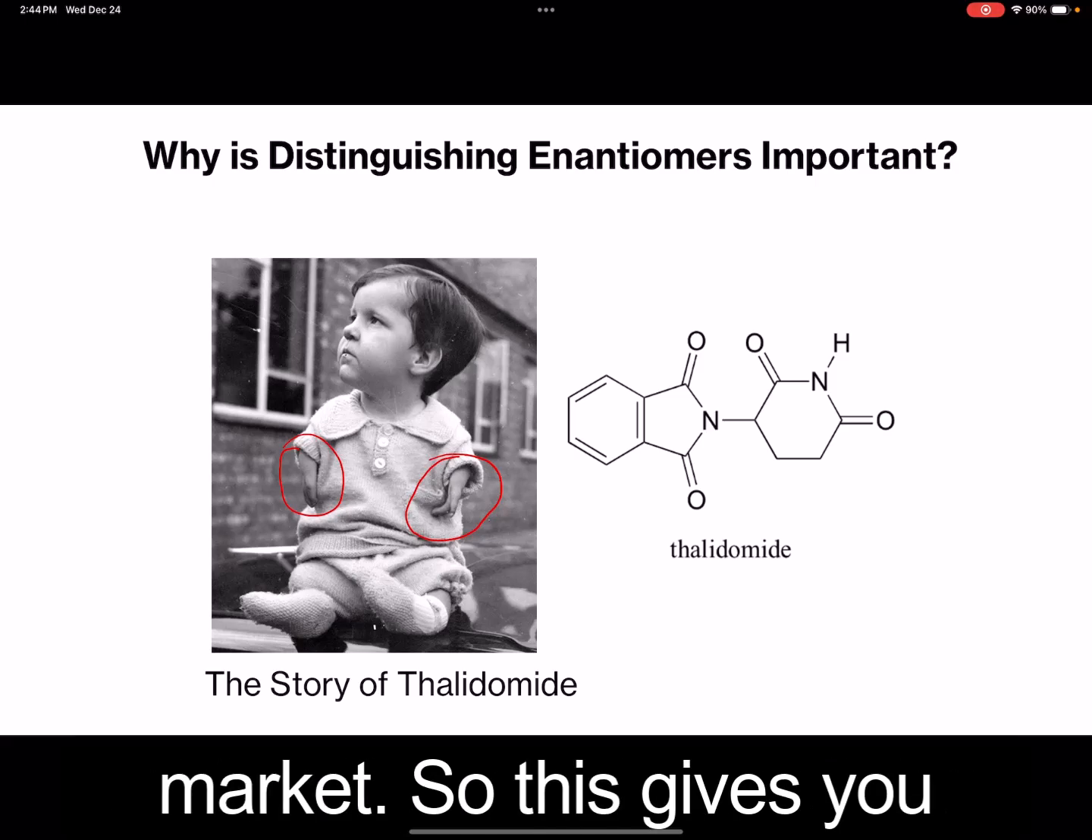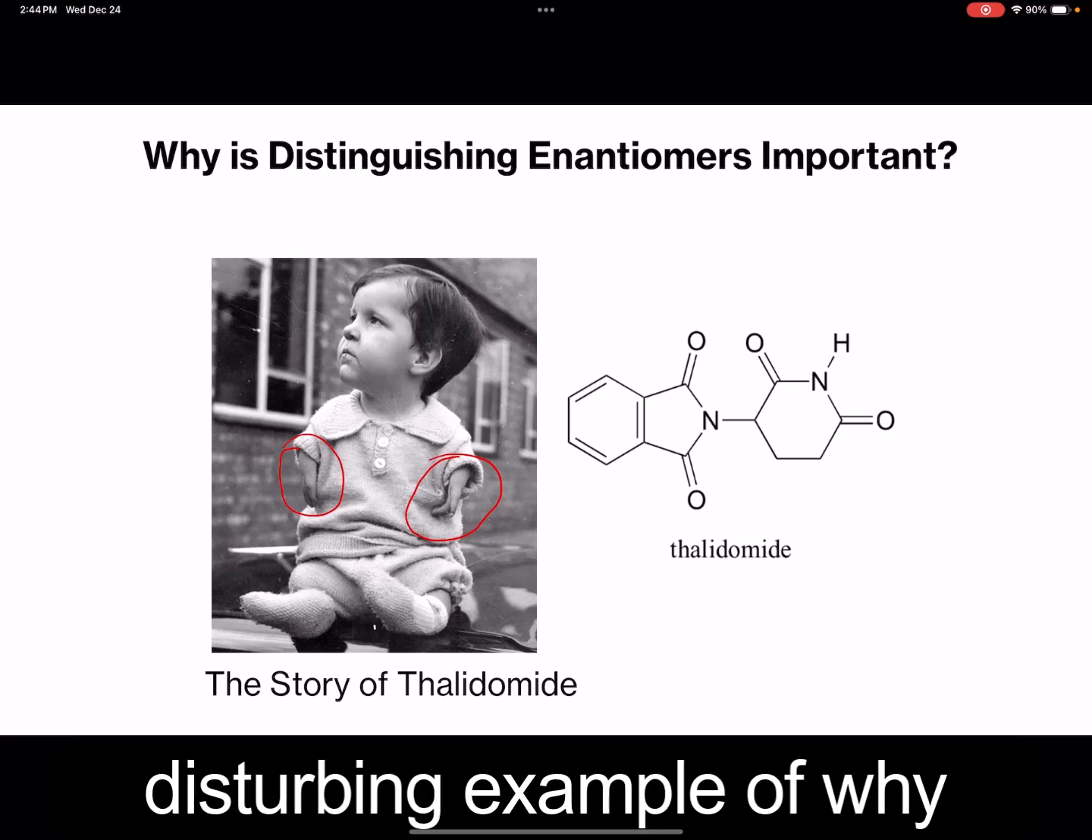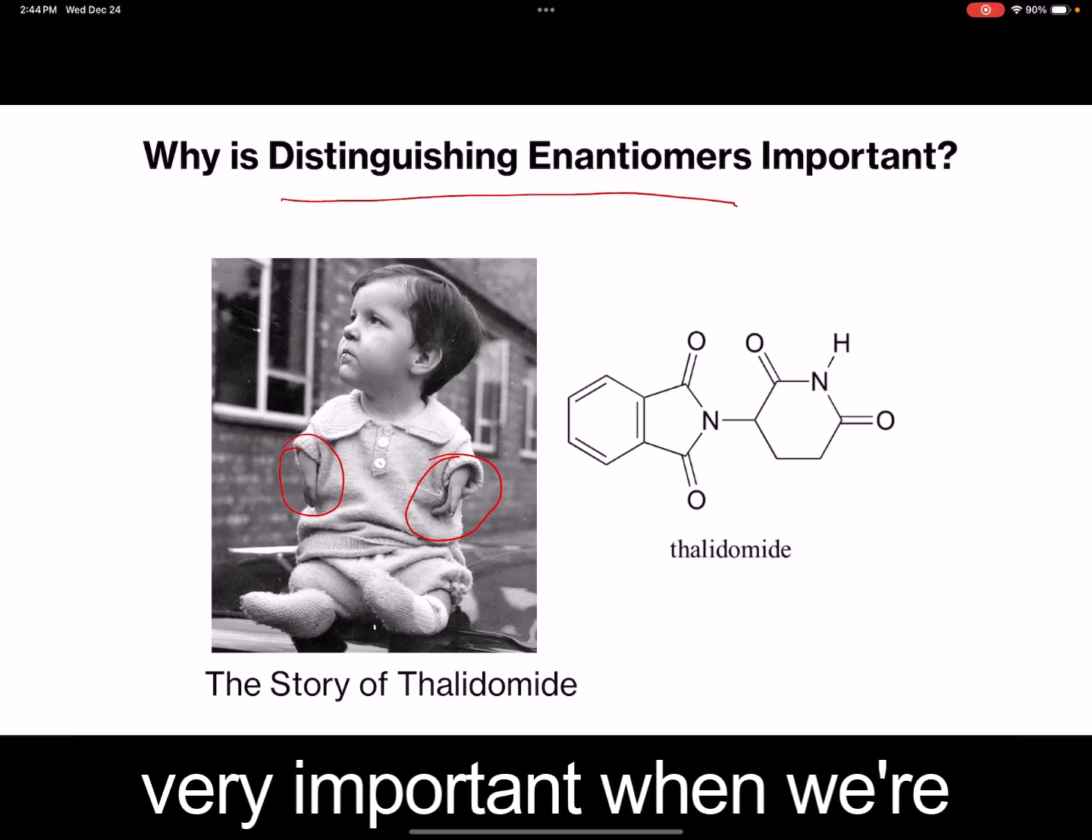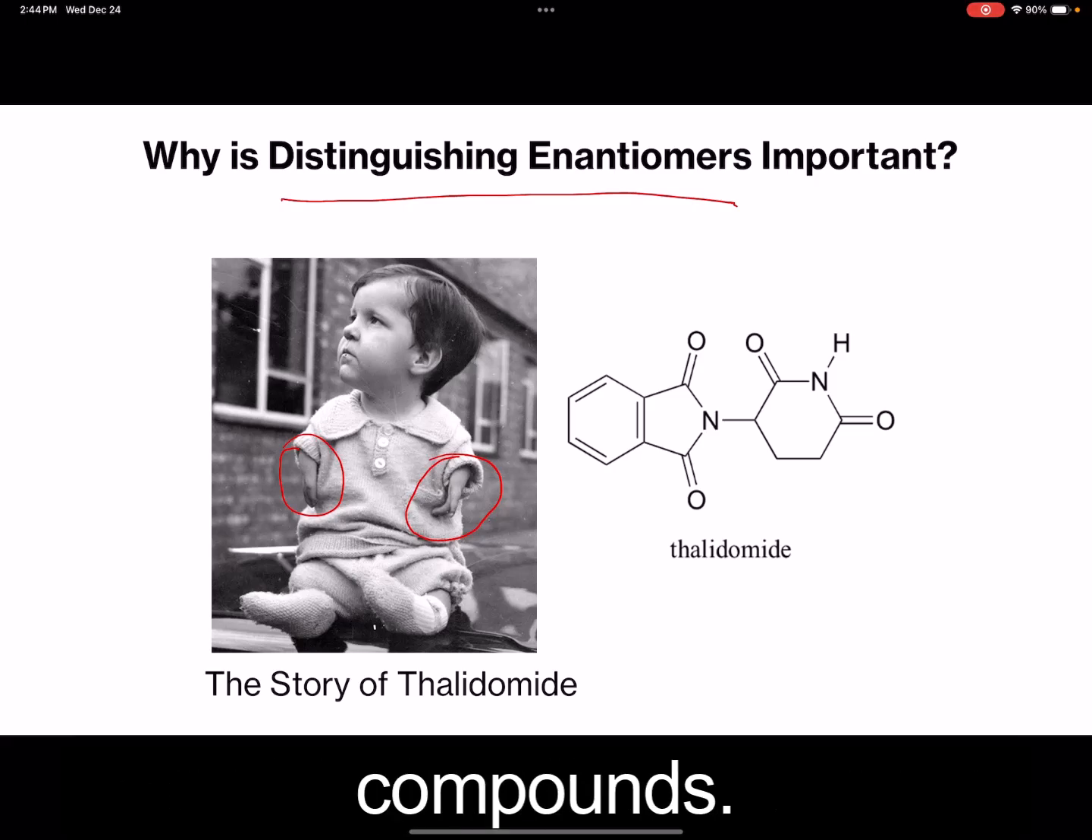market. So this gives you a very disturbing example of why distinguishing enantiomers is very important when we're thinking about drug compounds.